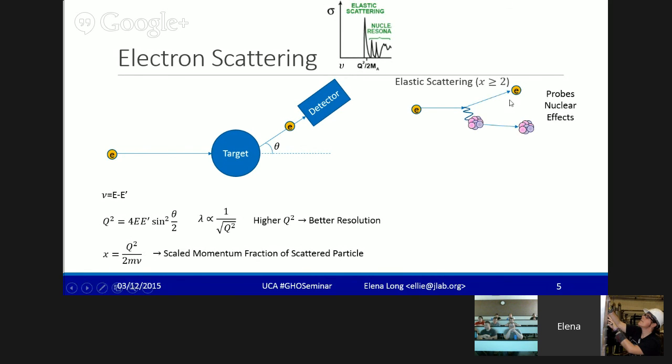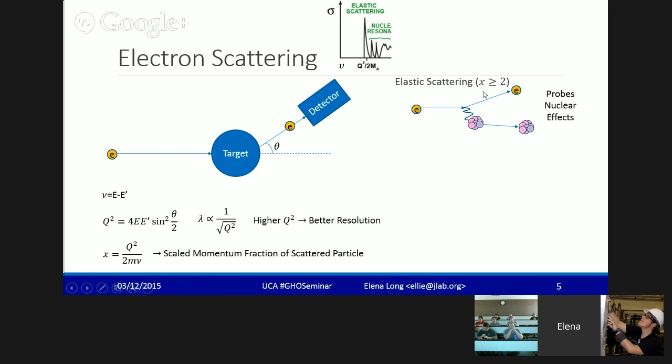The first one I want to talk about is elastic scattering. If x is fairly large, so x of 2 or greater, we're able to start probing nuclear effects. What we see when we do this is a sharp elastic peak that appears when we hit the nucleus, and then nuclei will start resonating. Different particle resonances happen shortly after, which are these little peaks here. This gives us some information about the nucleus as a whole.